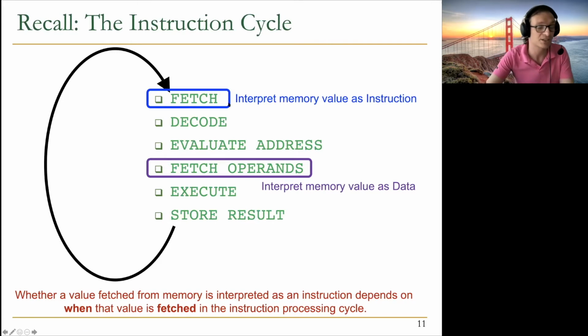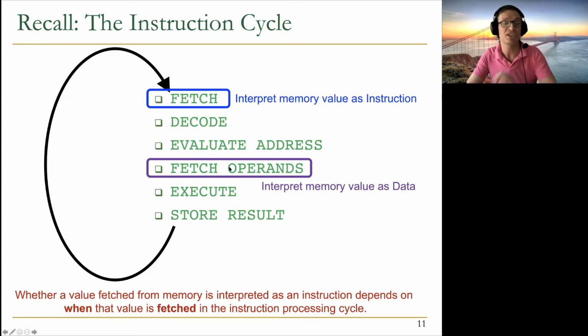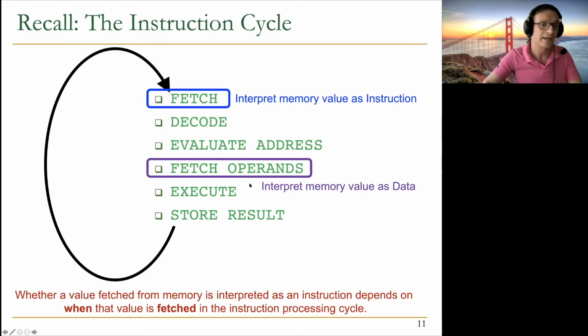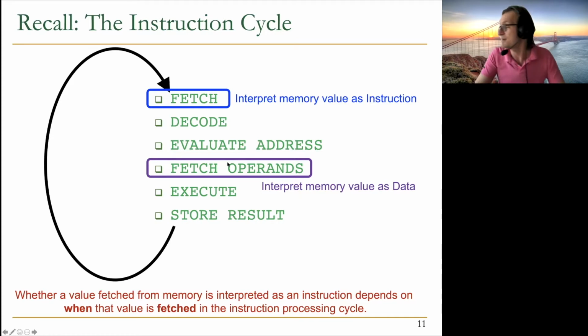If you remember the control signals from last time, the fetch stage loads the value that is out of the memory data register into the instruction register, whereas fetch operands takes the value that's in the memory data register and puts it into a general purpose register. So how you interpret the value that you fetch from memory very much depends on which part of the instruction processing cycle you're accessing memory, and that is determined by your control signals. Okay, that's the stored program, and that's the distinction between instructions and data.